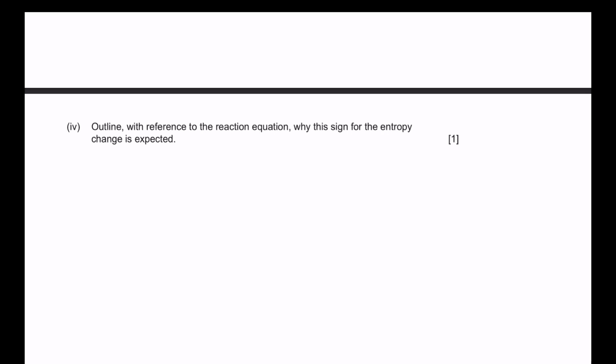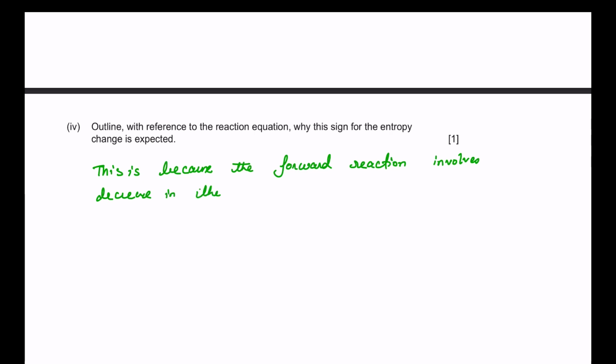So we can just write: this is because the forward reaction involves a decrease in the number of molecules of gas, which decreases the randomness of the system.